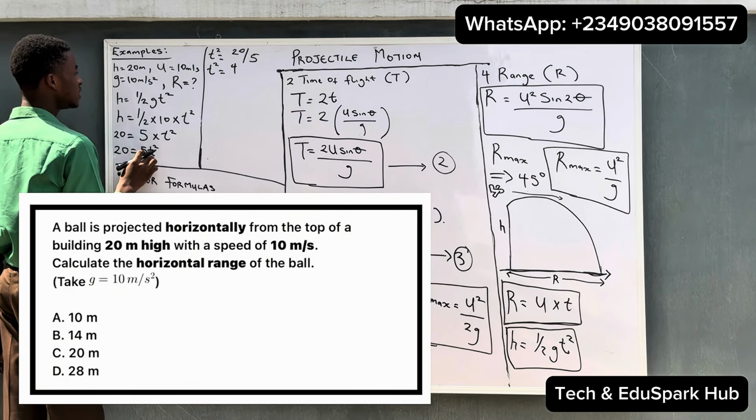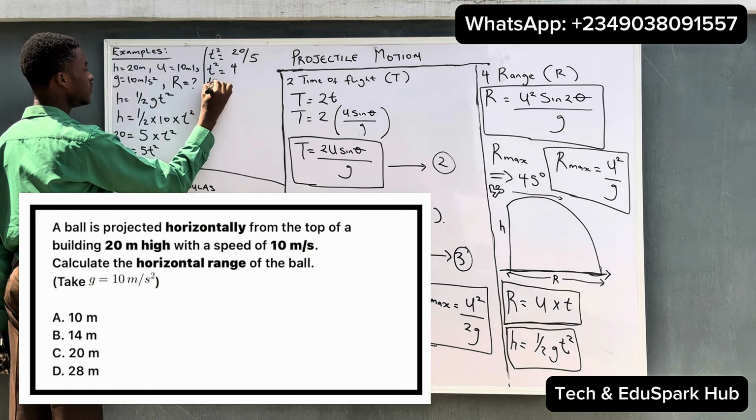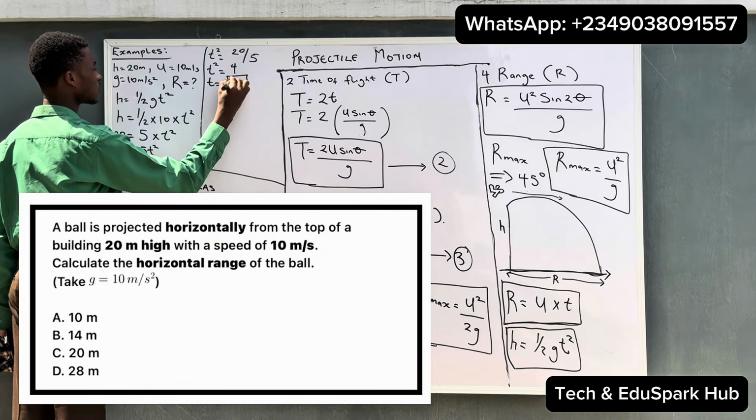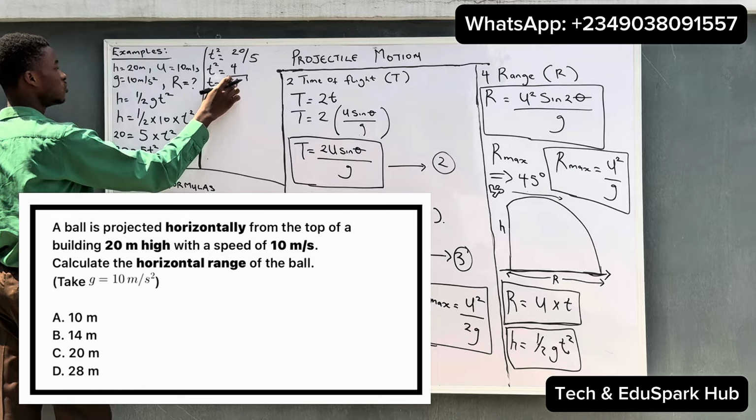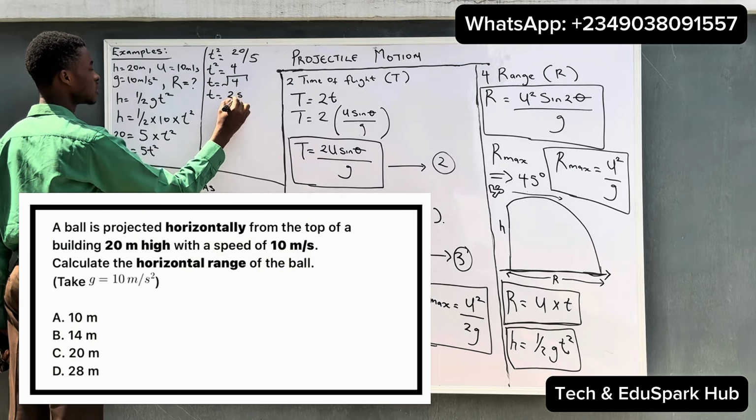But we have to calculate t and not t squared. So our t will be given as the square root of 4. Our t will be 2, because when you calculate the square root of 4, you get 2. So t is equal to 2 seconds.